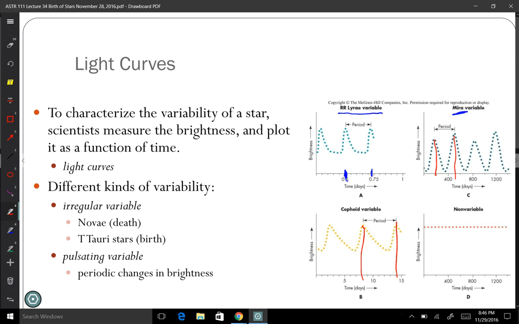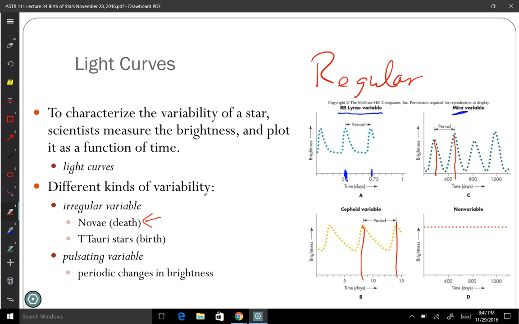So these are regular variables here. Regular. There's also some irregular type. The novae, I talked about that. The novae are the white dwarfs that are erupting.